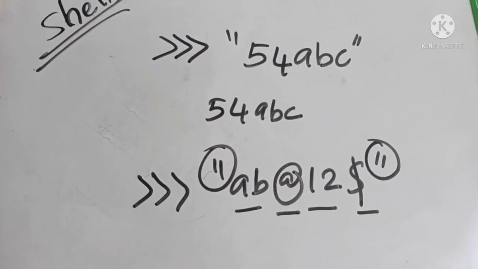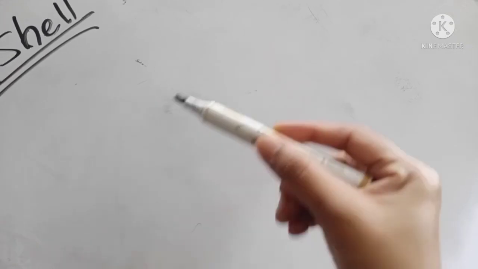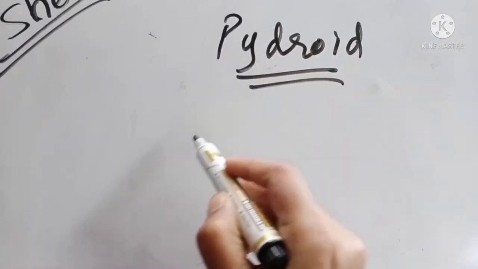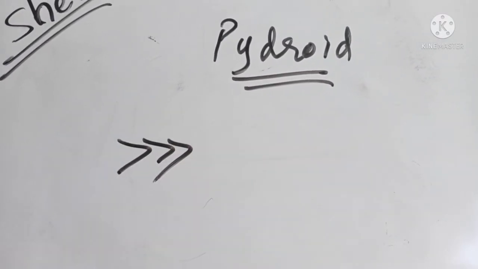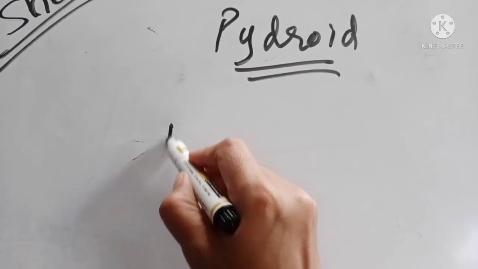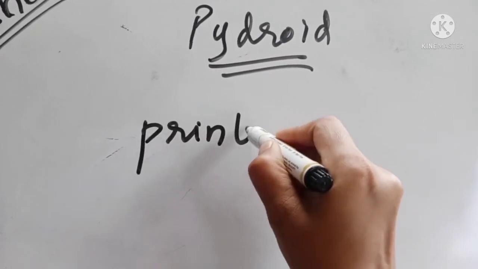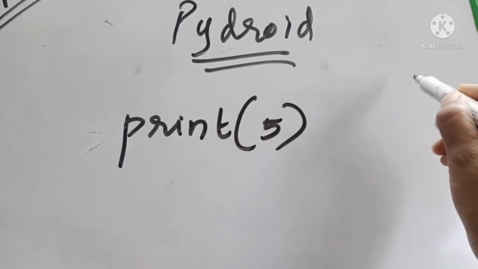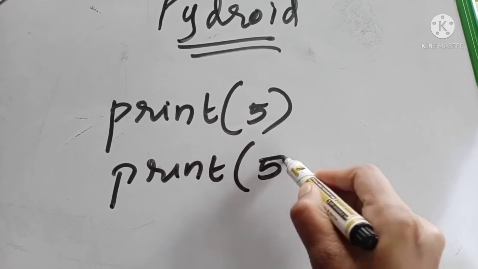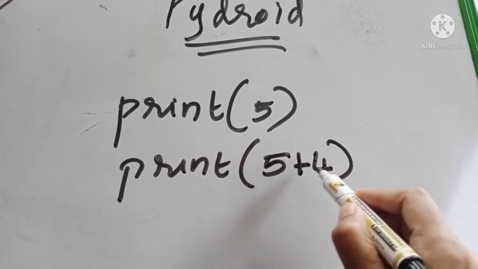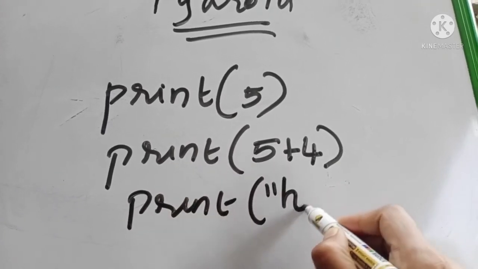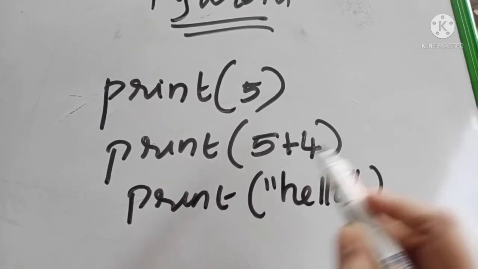Okay? Those who are doing the program using the PyDroid app, don't write directly because you can't see the output like this, right? So what you have to do is write all the code within the print function. For example, print of 5. The answer will be 5. Next one, I am giving only a small example here: print of 5 plus 4. It will give you the result 9. Then print of "hello" within double quotes, the answer will be hello only.